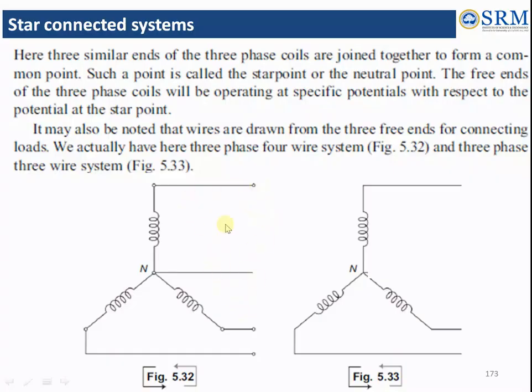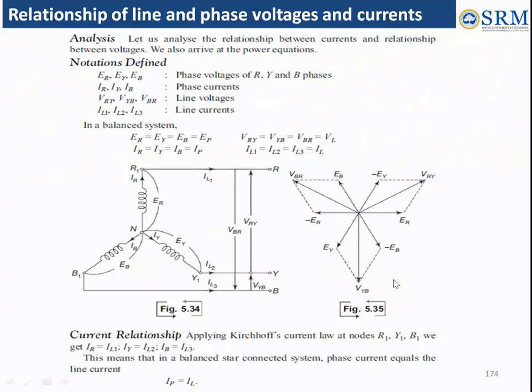Okay, the free end. And we have a three-phase four-wire system as shown here and a three-phase three-wire system also. If you include the neutral, the star point also, it's a four-wire system, else it's a three-wire system. We will analyze the three-wire system here. We are going to find the relationship between line voltage and line current and phase voltage and phase current. And finally, we will find the power equation.